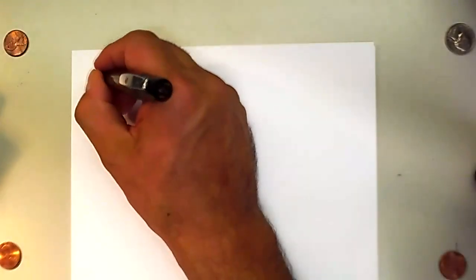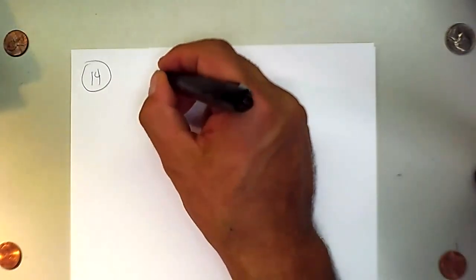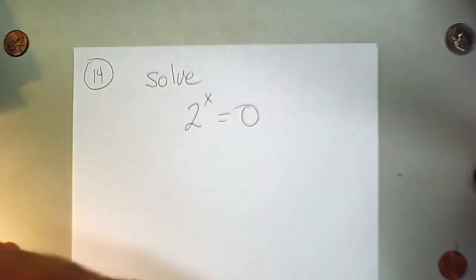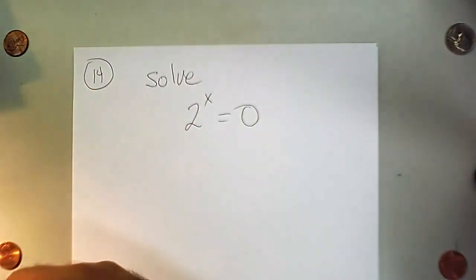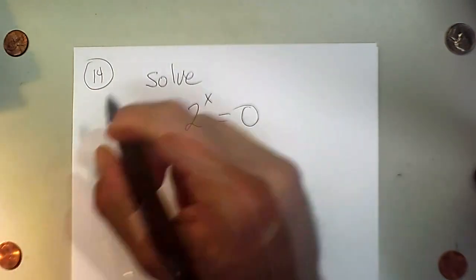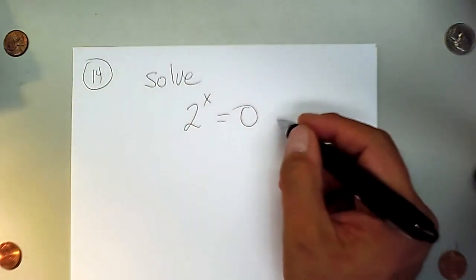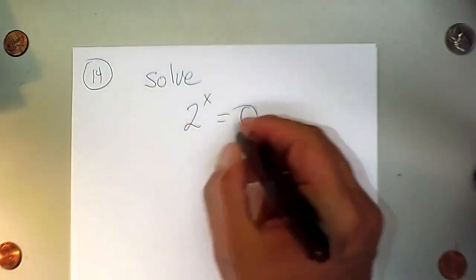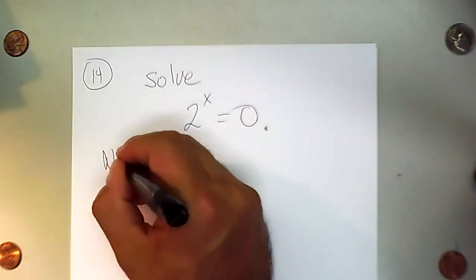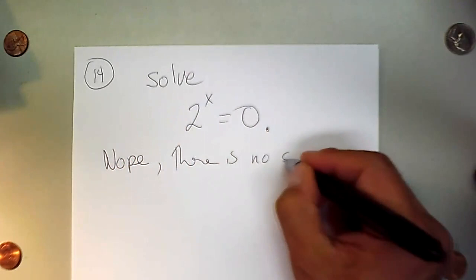I guess we'll label this example 14. If you're given this problem, solve 2 to the x equals 0. There is no answer. There's no solution. We may never, ever get to an answer. If you have a pure exponential function equal to 0, that is nonsense. It will never happen. So if we say solve this, we can say, nope, there is no solution.